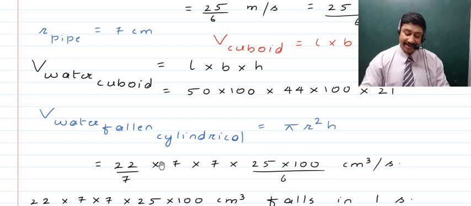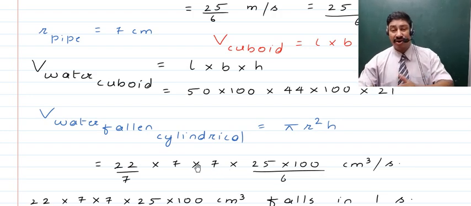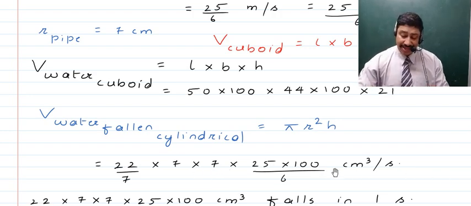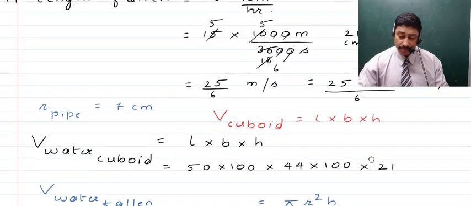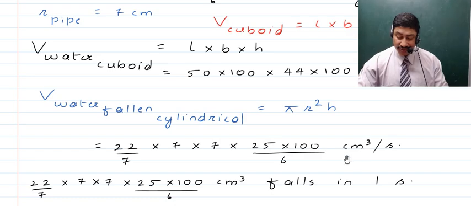So here we calculated pi 22 upon 7, as the diameter had been given to you to be 14, so obviously the radius is 7, so into 7, that is r square, into the length which has fallen off in a single second, that we calculated to be 25 into 100 divided by 6, right? So this many centimeter cube in a single second.